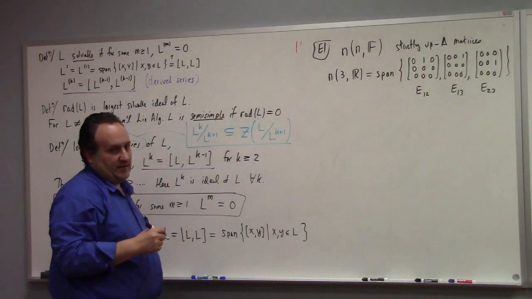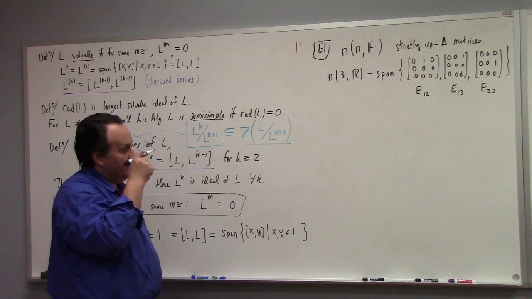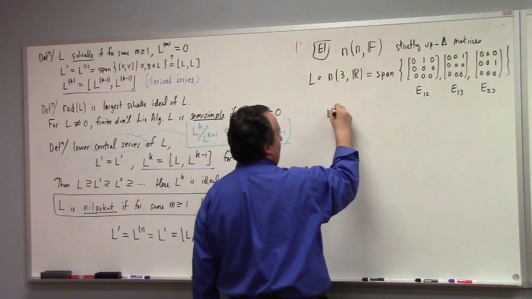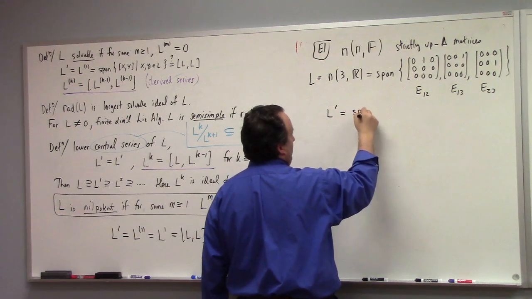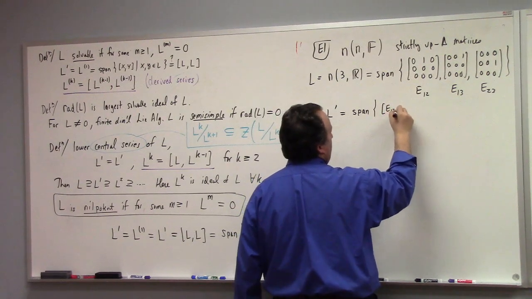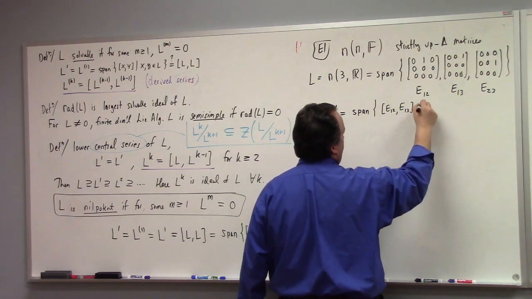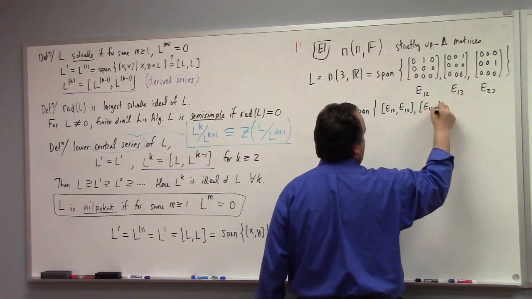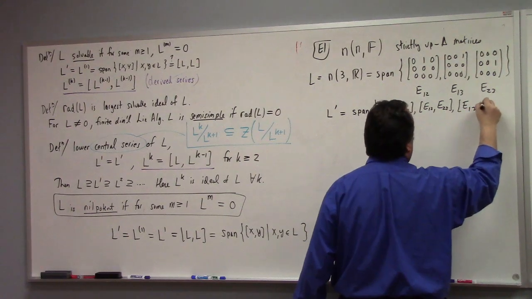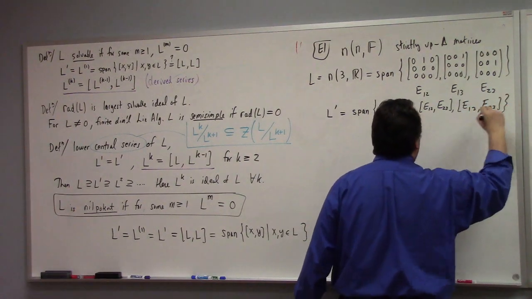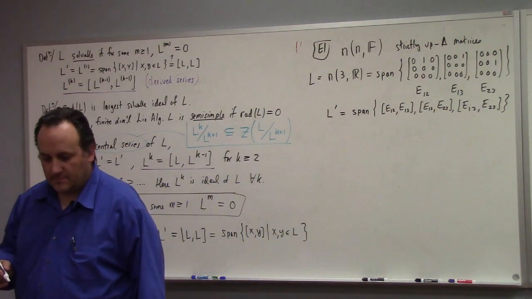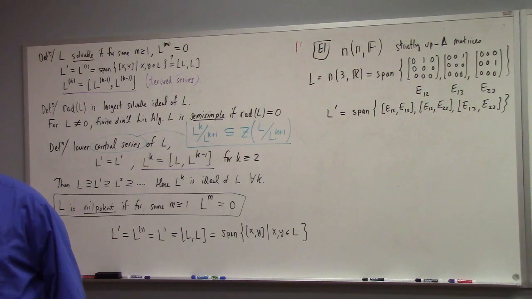And if we calculate, what is L prime here, if this is L? It would be the span of E12 with E13, E12 with E23, and E13 with E23. You can prove that as long as you look at the span of all distinct commutators, that is it.